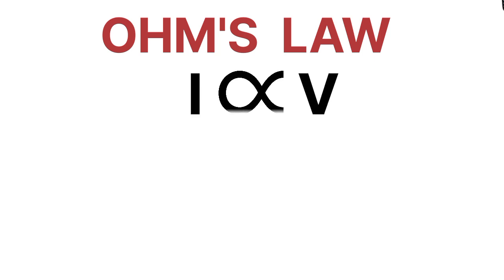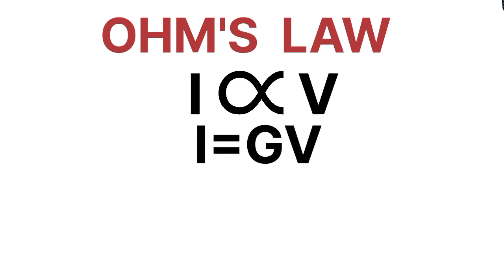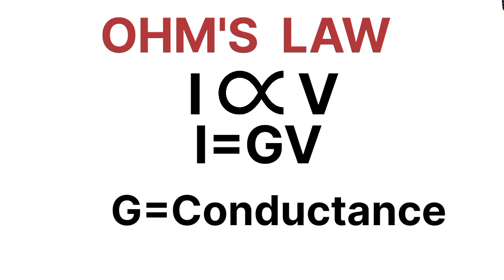So according to Ohm's law, I will be directly proportional to V. Then after removing the proportionality sign, we get I equal to GV. Here G is nothing but the proportionality constant, and we also call G the conductance.